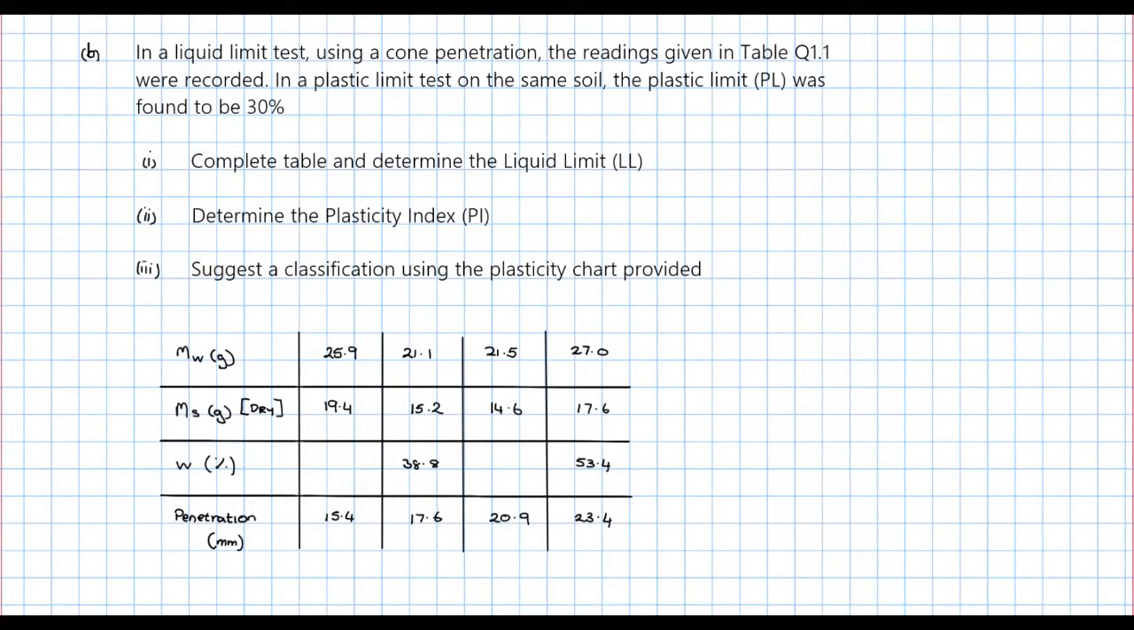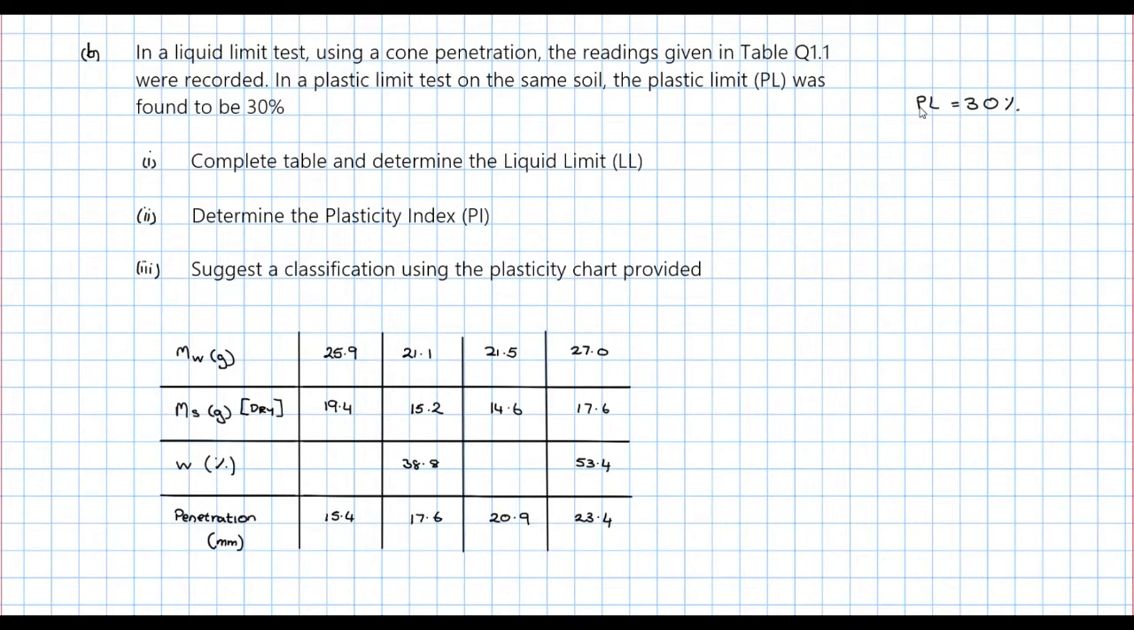So part B of the question was a liquid limit test question. In a liquid limit test using cone penetration, the readings given in table 1.1 were recorded. In a plastic limit test on the same soil, the plastic limit PL was found to be 30%. Complete the table and determine the liquid limit, determine the plasticity index, and suggest a classification using the plasticity chart provided. So the first thing to note is that you're given PL equal to 30%.